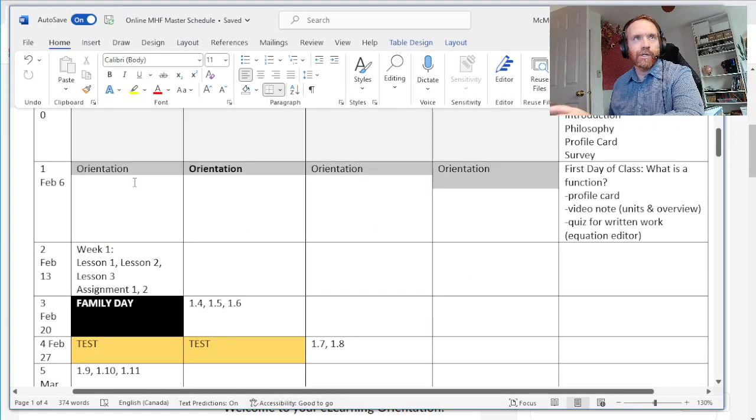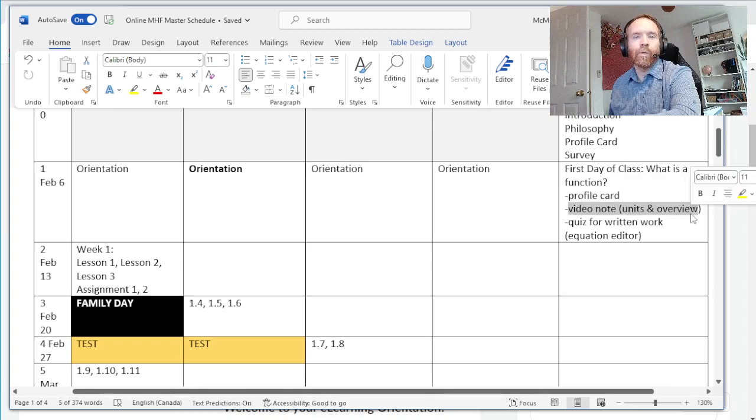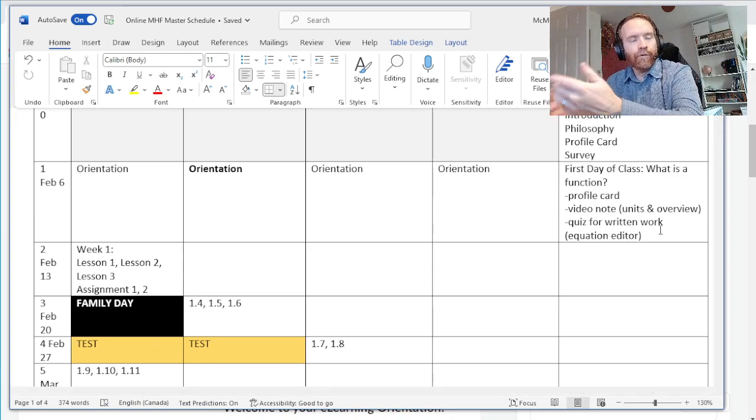Okay, so in summary, for today, there's nothing particularly we need to do. Hopefully you've had a chance to do some of the orientation over this week. You can finish the orientation if you haven't done it yet. But mainly today, look at the profile card, view this note where I go over the way the course is going to work, and then again, practice that quiz for uploading your written work, and really try to get your feet wet with that equation editor, because it's going to be a pretty important part of the way our course works.